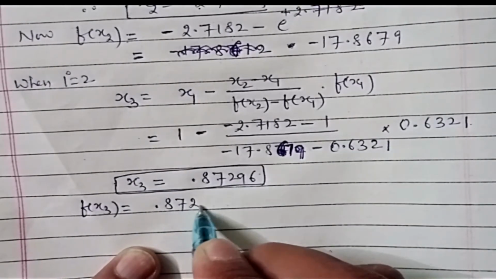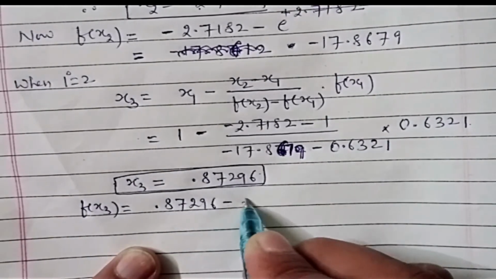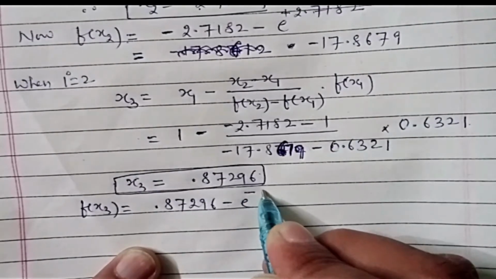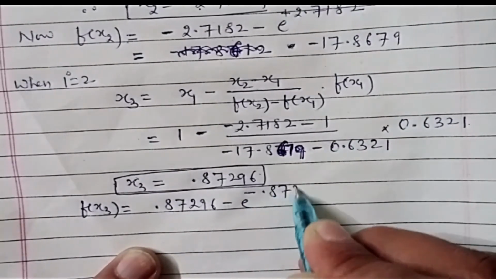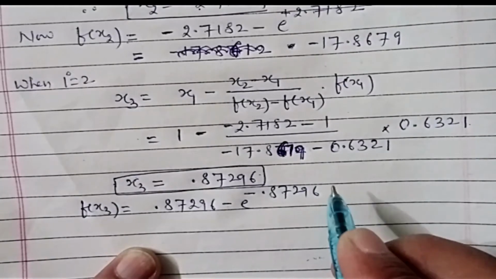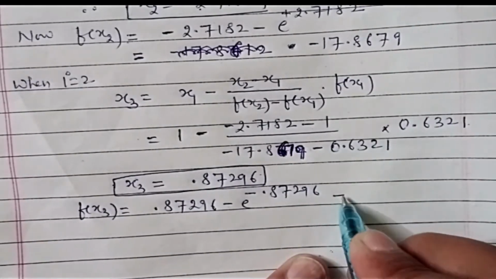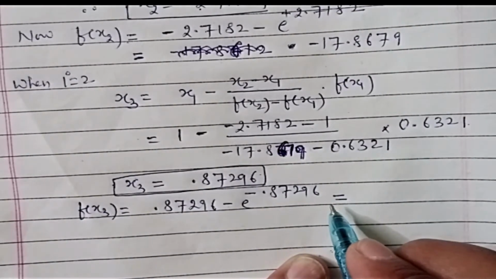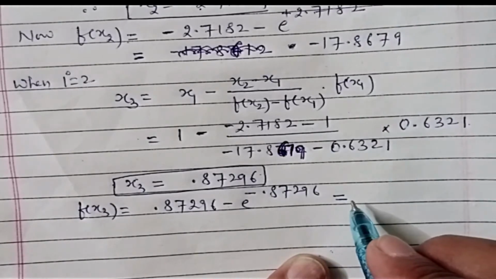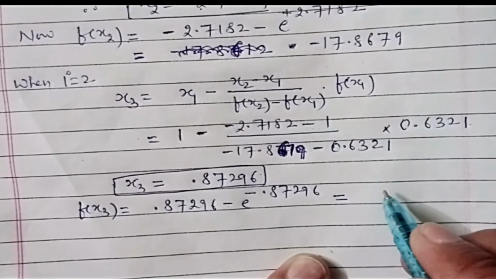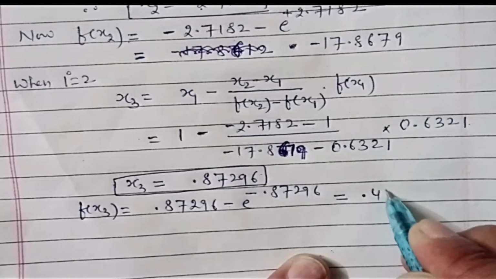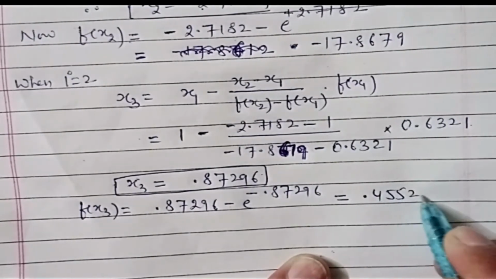So when we calculate f of x3, which is equal to 0.87296 minus e raised to the power minus 0.87296, on calculating this becomes 0.45524.